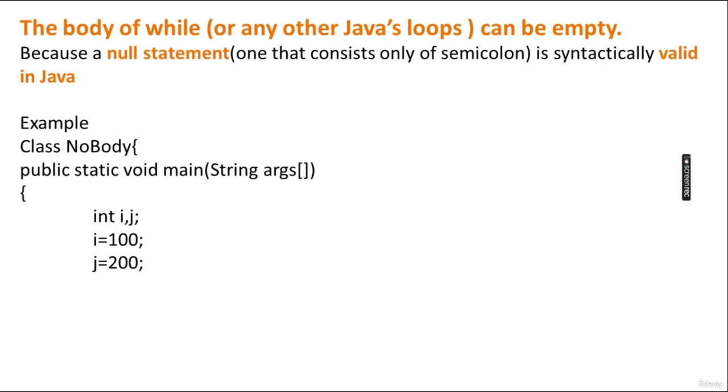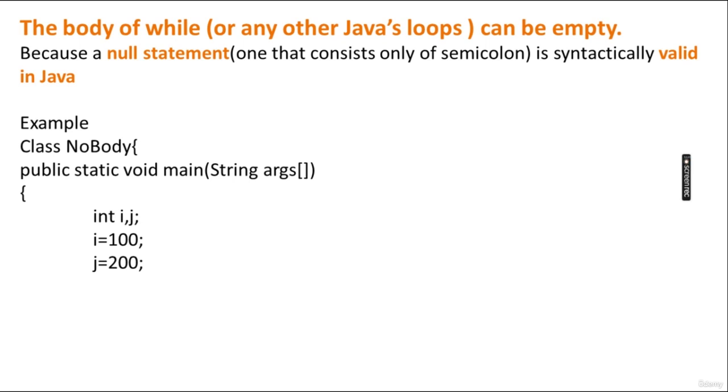So you have to pause the execution in between. To create this type of pause, you can always give a null statement containing only a semicolon, which is always allowed in Java. So this is the example.